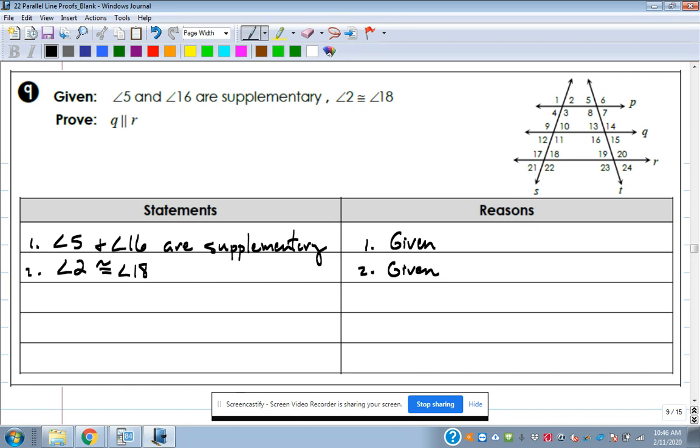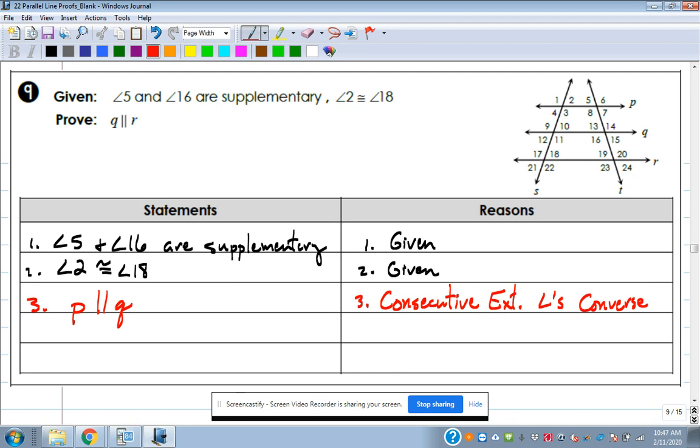P and Q parallel because they're what kind of angles? Consecutive exteriors. So line 3, P is parallel to Q through consecutive exterior angles. And do I use converse on this one or not? Yes. Again, the idea is if you're proving lines parallel, then converse is going to have to be on your theorem there.